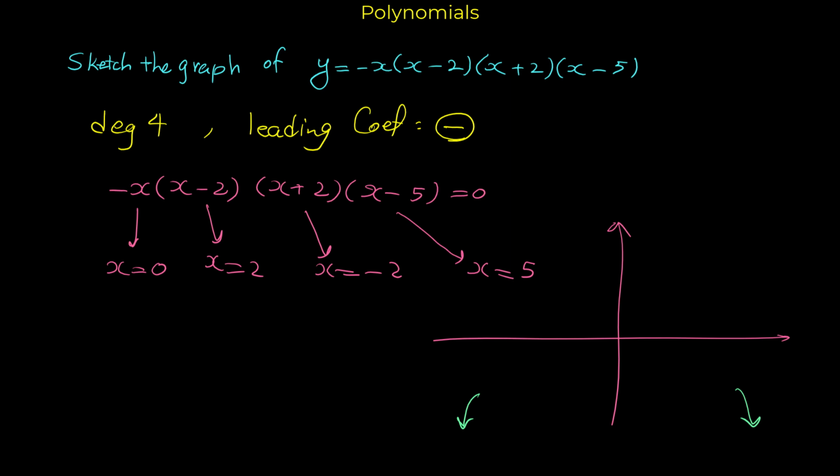The zeros are 0, one root is here, 2 is here, 5 is here, and the other root is negative 2. So we know that our graph should pass through these points. The left end is going down, the right end is going down, and now we can graph our function simply by passing through these points. And this is the graph of this function.